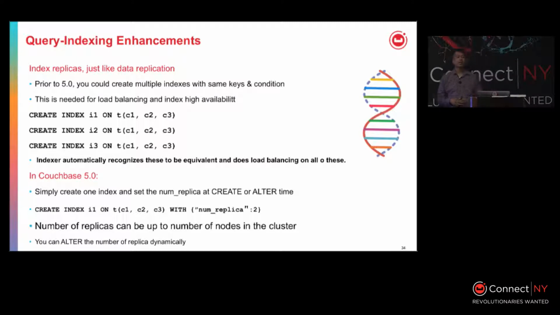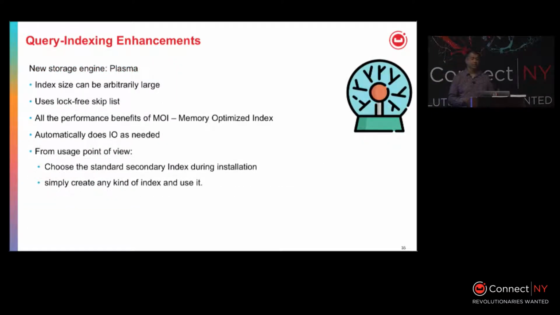Index replicas. Prior to 5.0, if you wanted index availability both for scalability as well as HA, you had to create multiple indexes with different names manually. So in 5.0, you simply specify the number of replicas. That's the number of replicas in addition to the main index, and then voila, you got everything in place. And you can change that number of replicas dynamically as well.